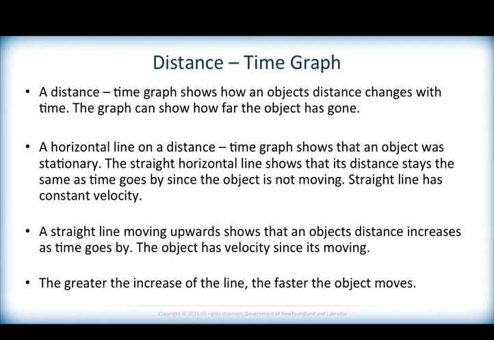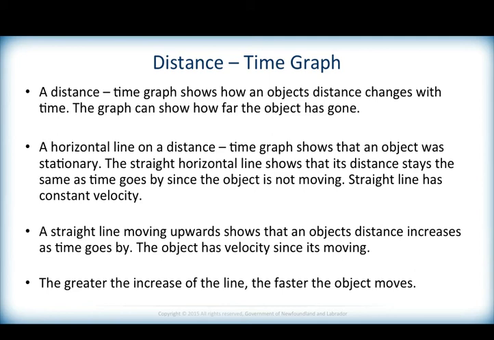A horizontal line on a distance time graph shows that an object was stationary, so that means it doesn't move during that time period. The straight horizontal line shows that its distance stays the same as time goes by. So they may have gone 5 meters and stopped for a period of 5 seconds or 5 minutes. A straight line moving upwards shows that an object's distance increases as time goes by. So something that is increasing is going to be moving along in time, and it's going to be changing in distance. And the object has a velocity, which means that it's going to move.